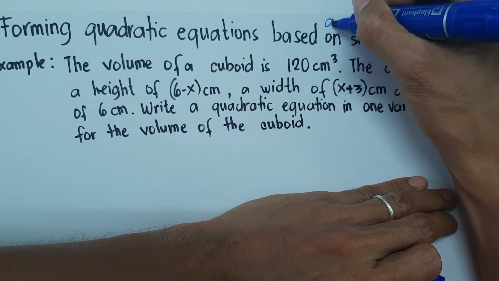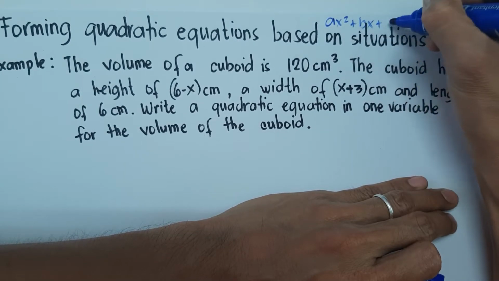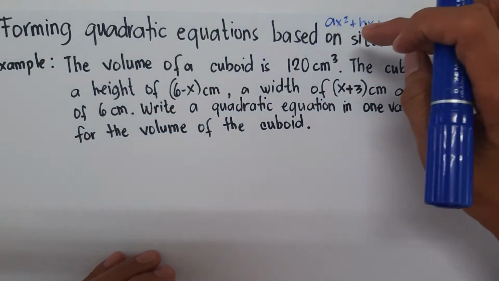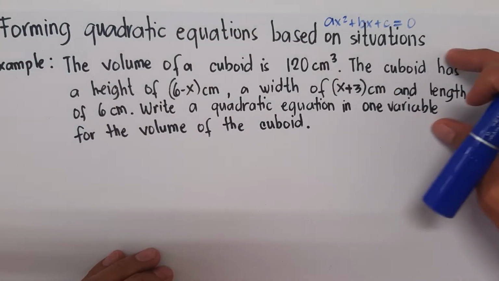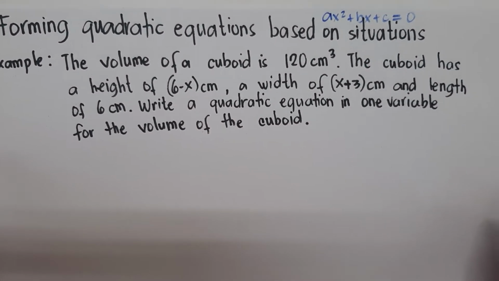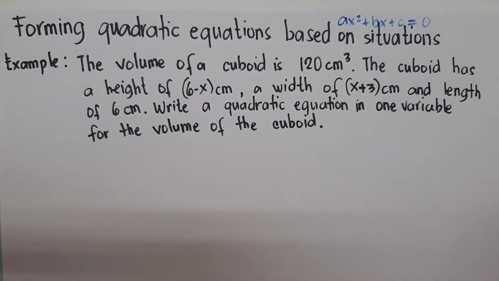So let me just write that over here. ax squared plus bx plus c is equal to 0. So we're going to make an equation in this form based on this situation. Situations are usually problems that involve quadratic equations.